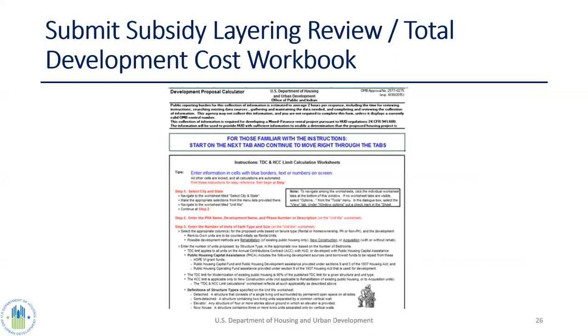Okay, and so in our workbook, our office will also review the subsidy layering requirement, and that will be looking at the debt coverage ratio of cash flow. We'll be looking at how that relates over a 15-year period, and that's based on actually firm committed financing documents. Pretty standard, and we follow the requirements that are published in the Federal Register for Subsidy Layering Review. Next slide.